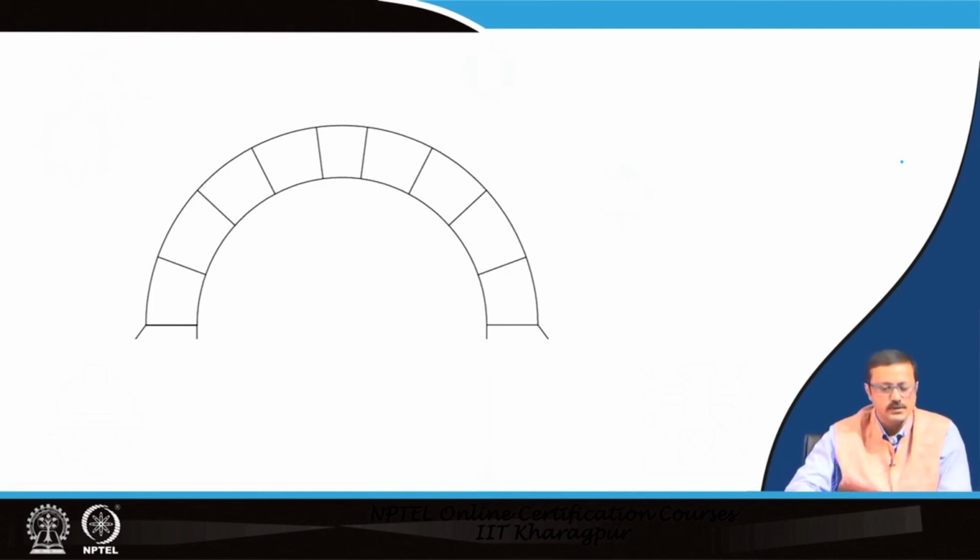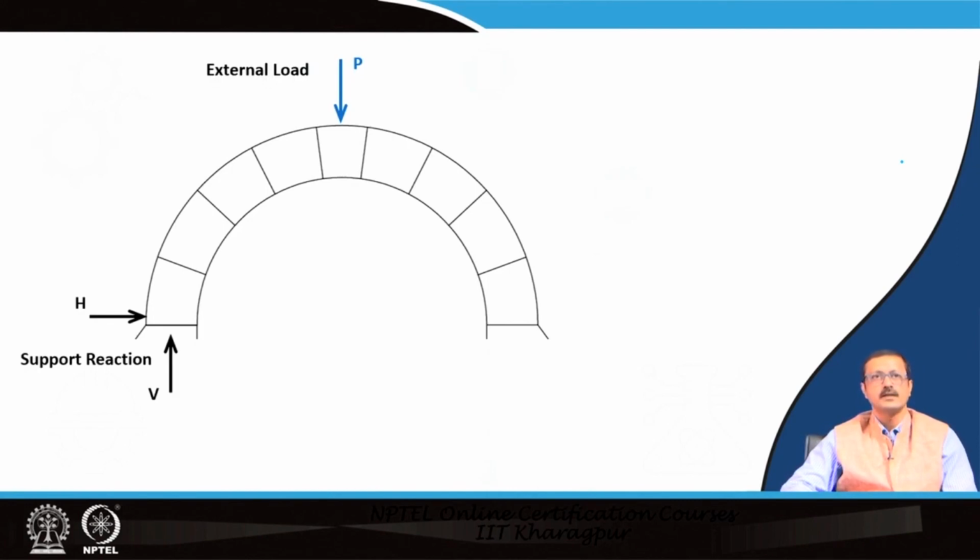So, in this particular slide I have shown you a typical semicircular arch, and the external load is given, and due to the external load there are horizontal and vertical reactions. The vertical reaction is obviously there. The horizontal reaction is taken care of because there is an arch action which tries to separate the legs, but it does not, because of the embankment or the pier.